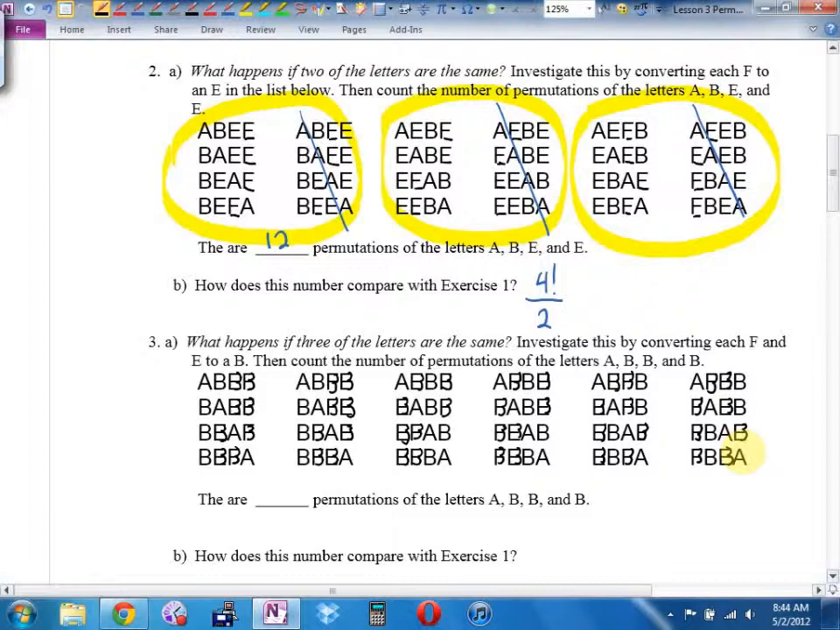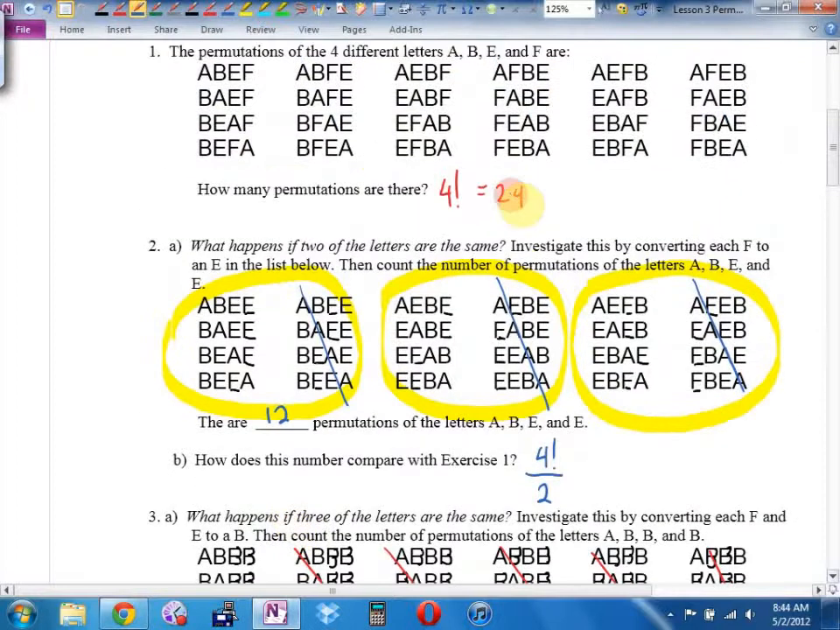And here's what I notice. The whole first row is A, B, B, B. And the whole second row is, in fact, you know what? All 6 of these groups are identical. See it? Which means really, don't count those twice. Do you know how many, if there's 3 letters the same, how many permutations there are? 4. Now here's my question.